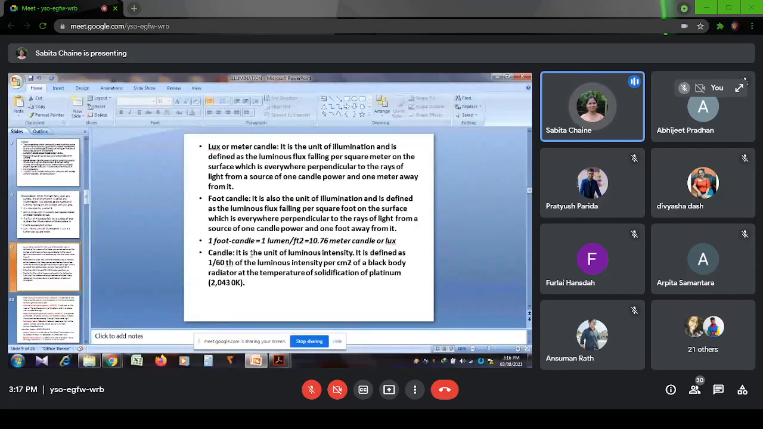So the candela is the unit of luminous intensity, and it is defined as 1/60th of the luminous intensity per centimeter square of a black body radiator at the temperature of solidification of platinum. So if you find the radiation in terms of energy, the platinum black body radiation at that temperature. So this is one type of definition.